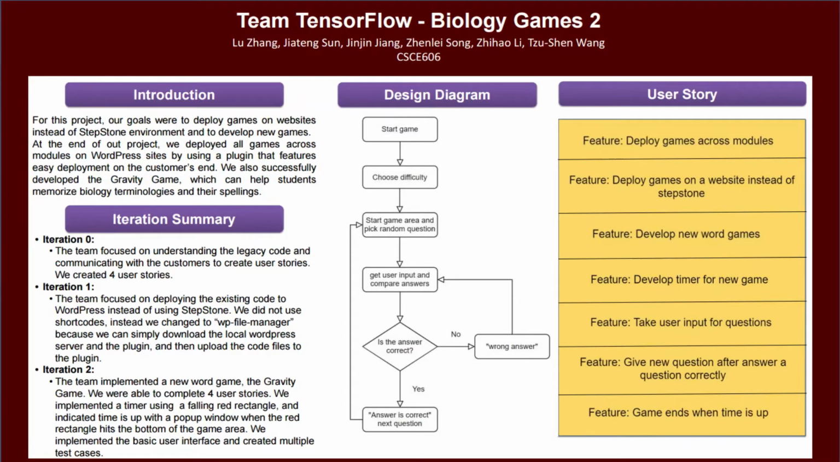Now moving on to user stories. We implemented features including deploying the website on WordPress instead of on Stepstone, and making sure that we could deploy all modules. Initially, we wanted to implement the user story "create a new game," which is the Gravity game, but this user story seemed too large, so we broke it down into smaller user stories, which include a timer for the Gravity game, a feature that will give the next question if the user's answer is correct, and a user story that ensures the user fails the question when the time is up.